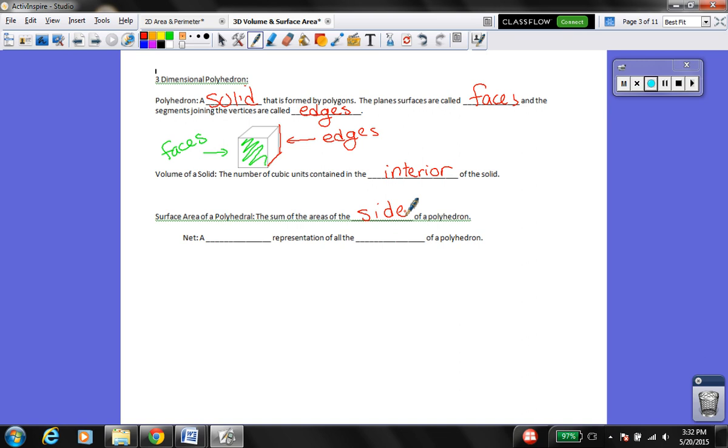So, first off, a net is a flat representation of all of the faces of a polyhedron. It's almost like taking a box of cereal and opening it and taking all the sides, breaking it apart so it lays completely flat on the ground. That doesn't mean smushing it, that means opening it up.